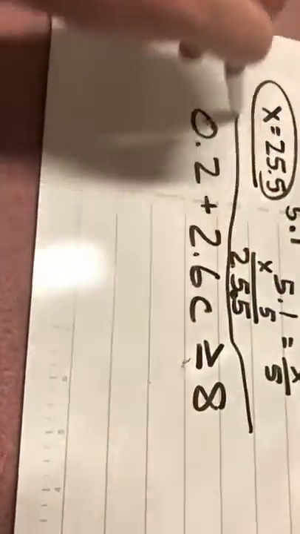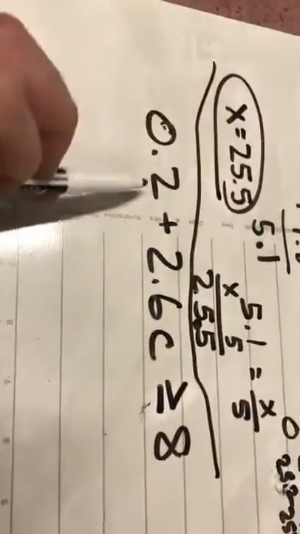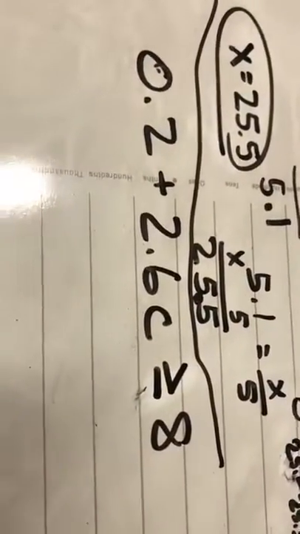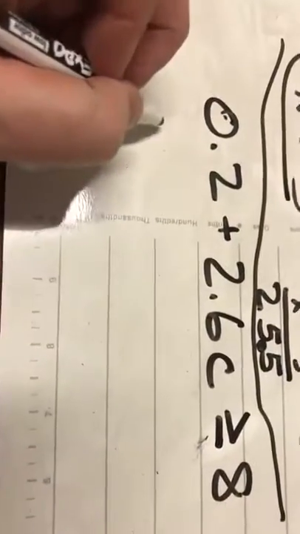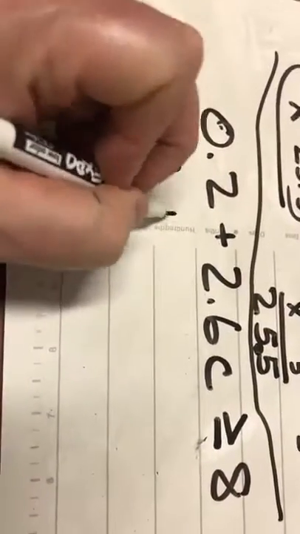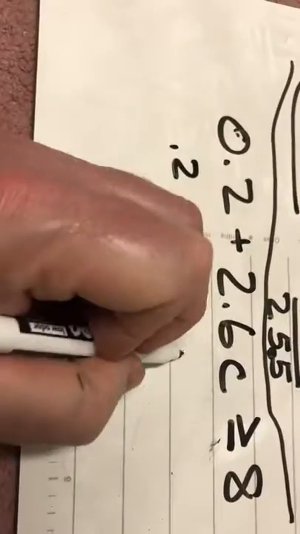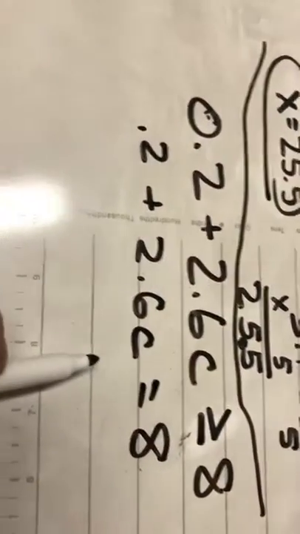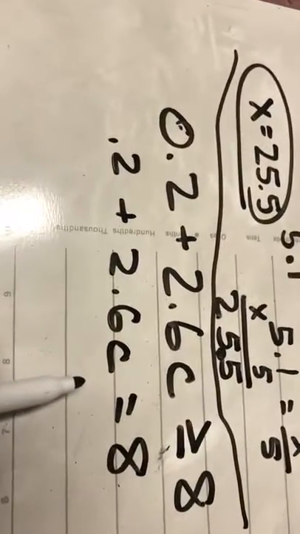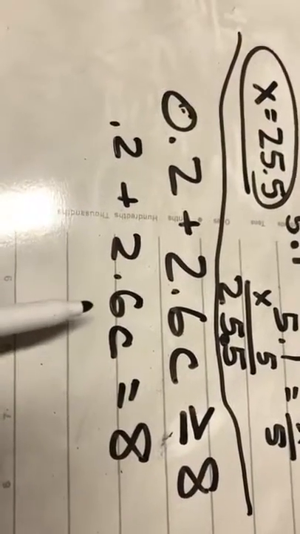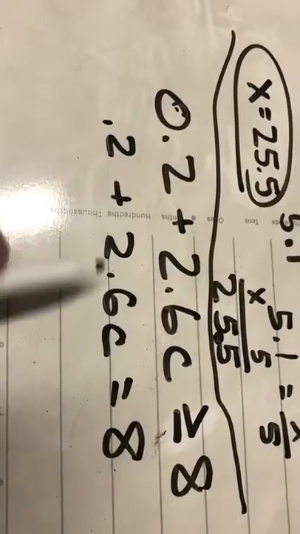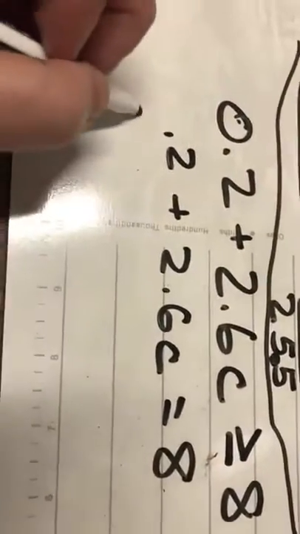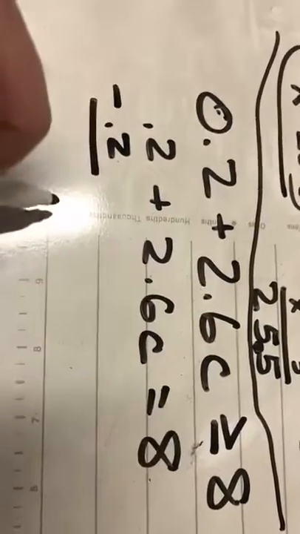Draw a little line here so there's no confusion. 0.2 plus 2.6c is greater than or equal to 8. Well, let's first set up an equation. 0.2 plus 2.6c equals 8. All right, so we can handle that. So first of all, we want to isolate the 2.6c by getting rid of this 0.2. Now this is a positive 0.2, so we're going to subtract 0.2.